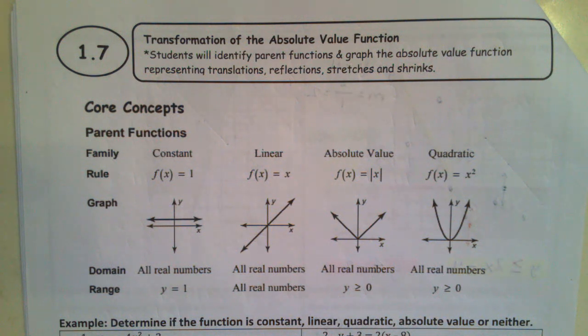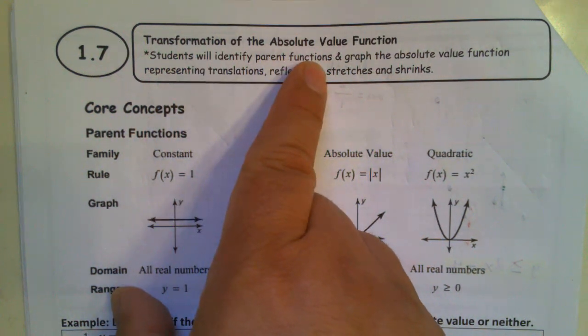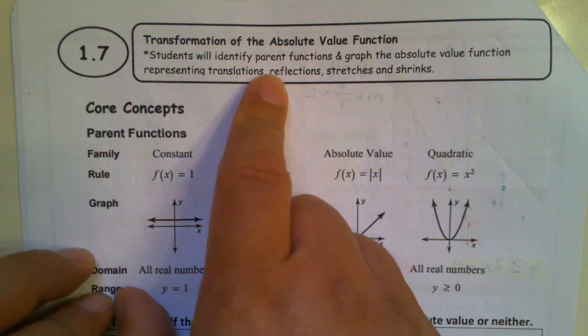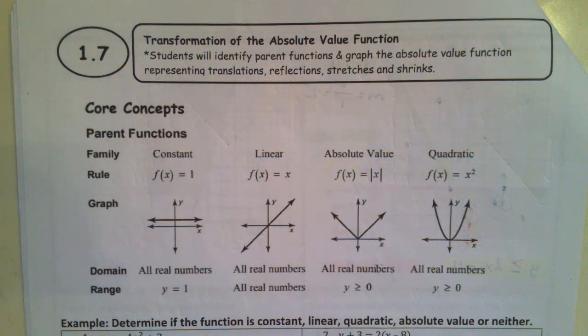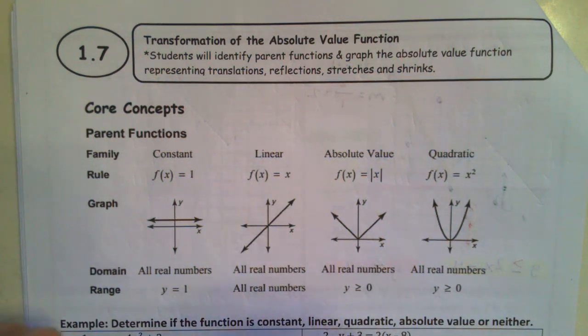All right, everybody. So for today, we are going to finish notes 1.7. Now, we already talked about the transformation of absolute values, and that's where we move things up, down. And remember, the biggest thing was the a value, the h, and the k. So today, we want to talk about how you can do that with every single parent function you can think of.